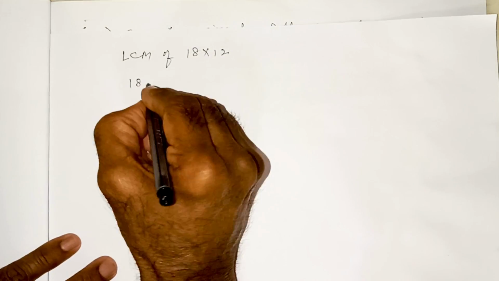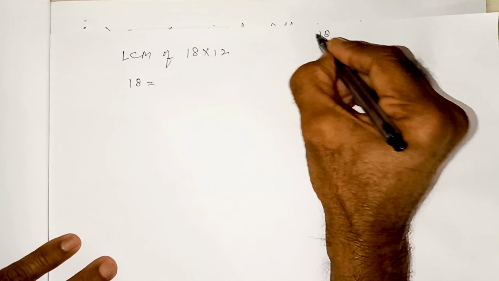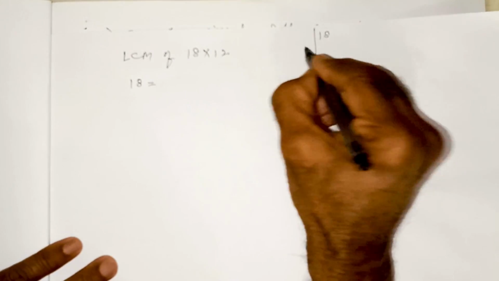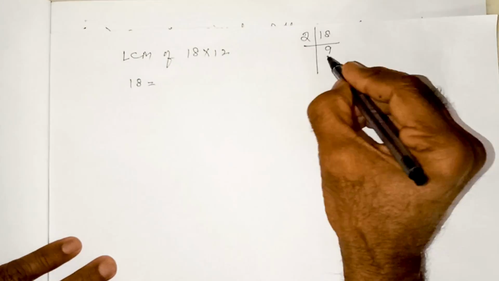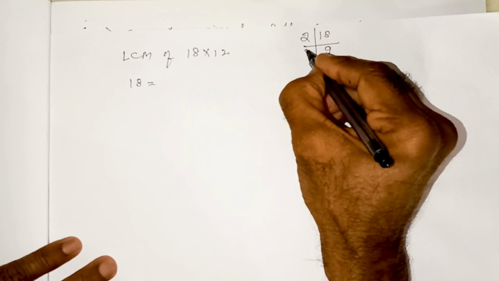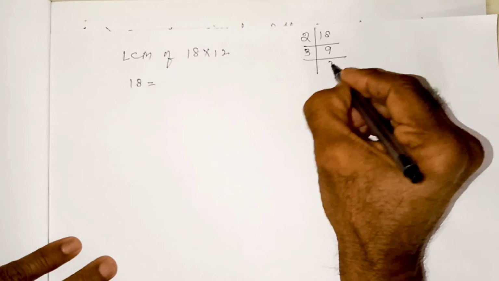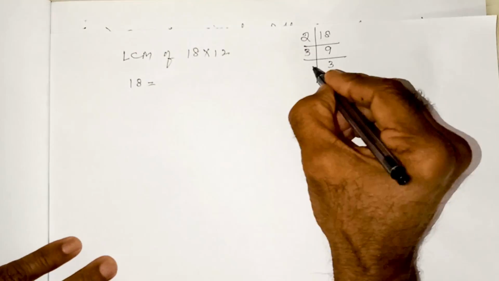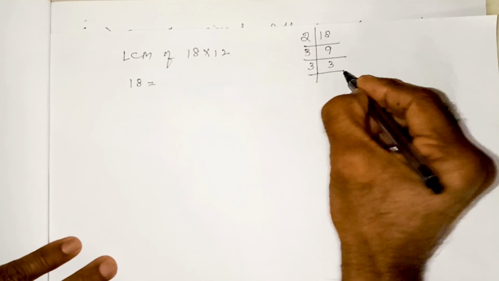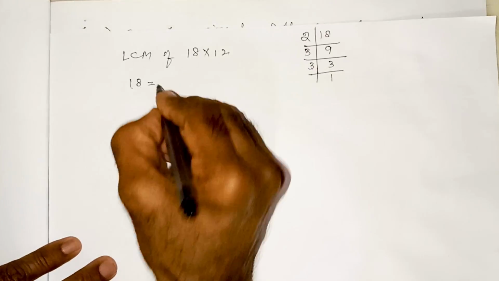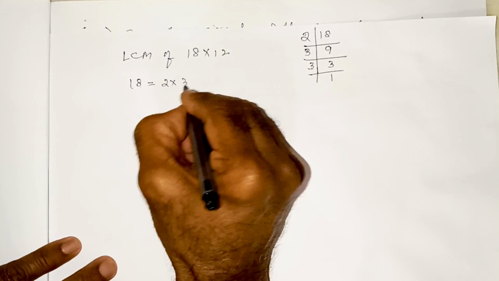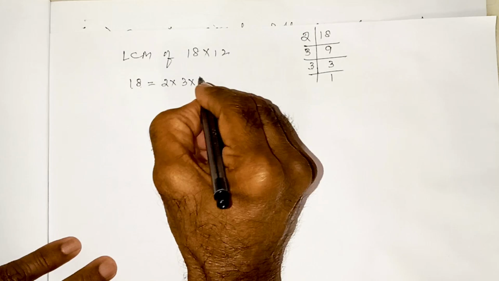Now the factors of 18. You start from 2. 2 into 9 is 18. Now 3. 3 into 3 is 9. Now 3 is a prime number, so you get it only once. 3 into 1 is 3. Now the factors of 18 are 2 into 3 into 3.